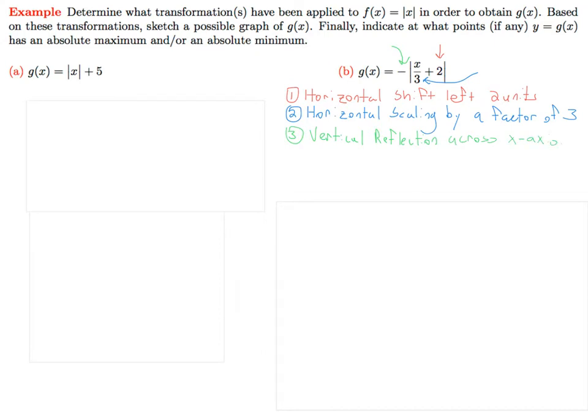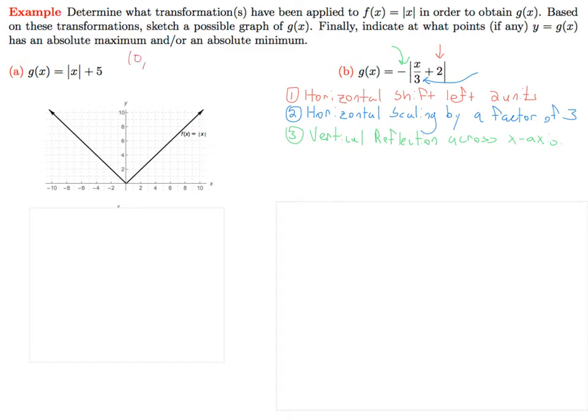So we can apply each of these one by one, and then we can take a look at the end result and then identify where or if we have a max or a minimum of this function. So let's start with the base absolute value function. And we can track where a few of the points go, but every point is going to move 2 units to the left. So for example, the point (0, 0) is going to get moved 2 units to the left at (-2, 0).